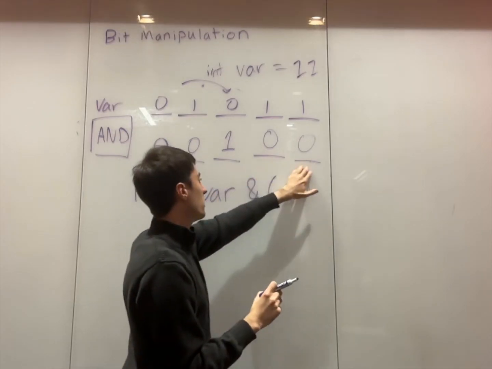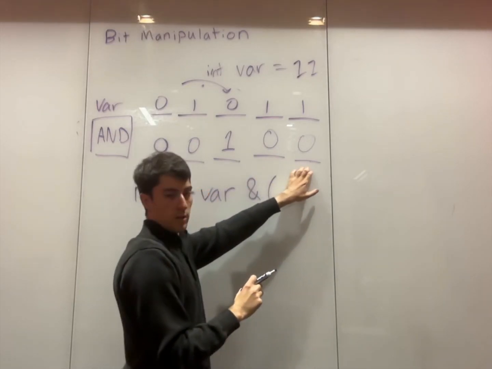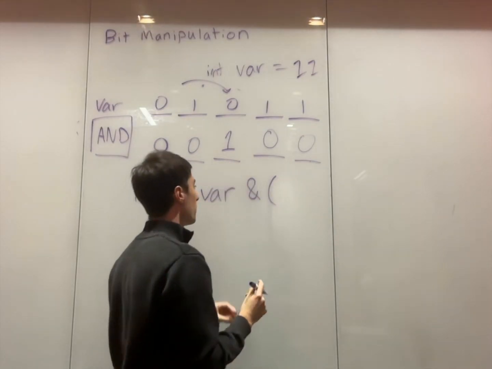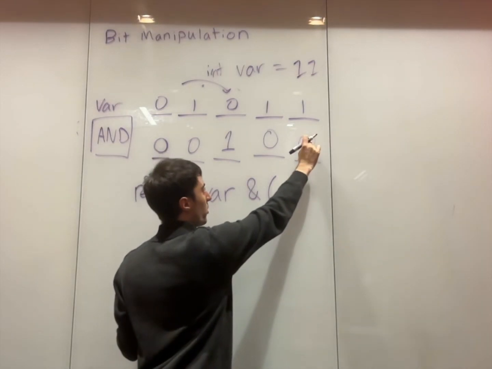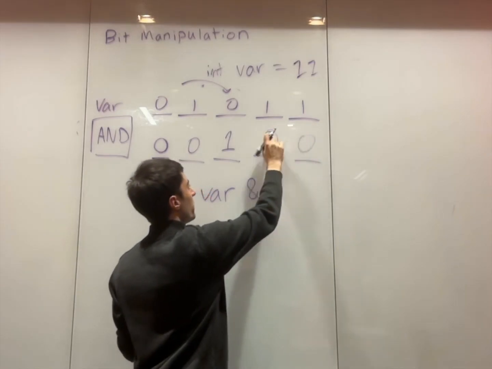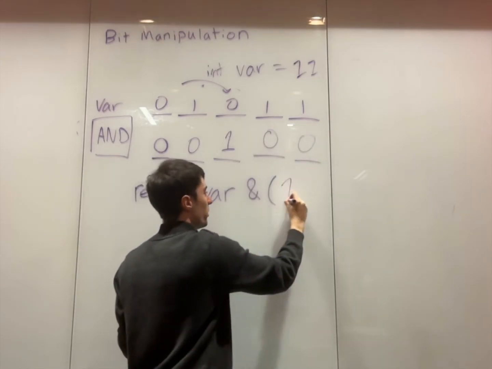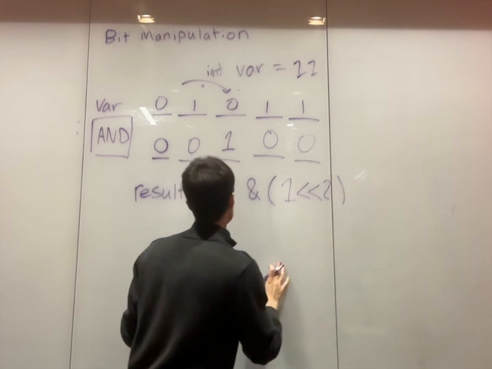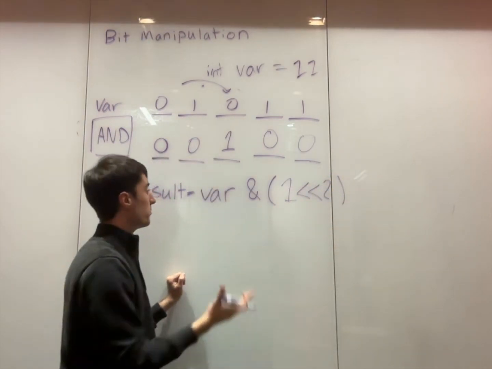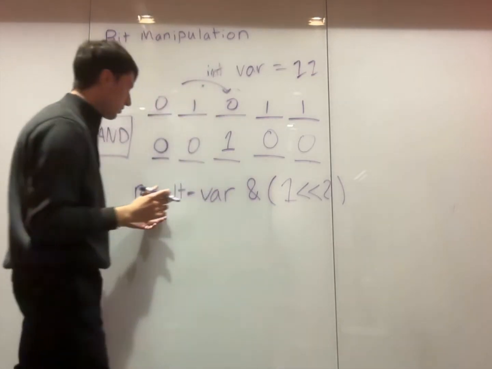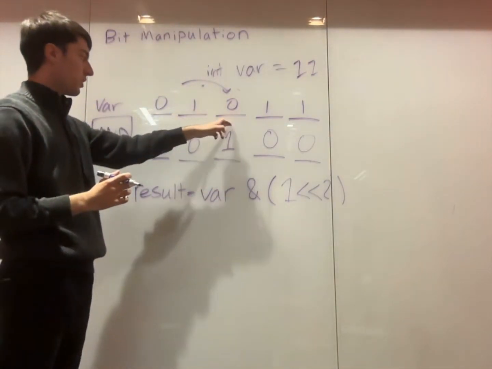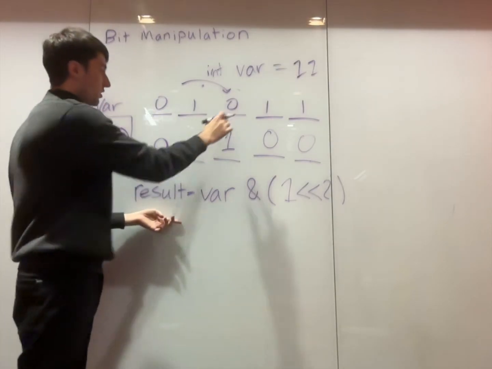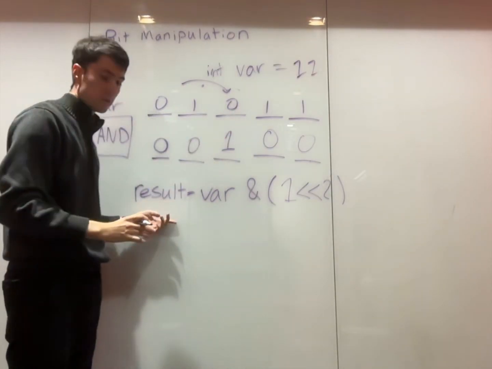Okay, so I have this number. How do I actually get this to be right there? Well, I'll put a 1 here and then shift by 2 again. Okay, so 1 shifted by 2. There you go. Now, this result, if this bit, or if this place is set, this result is going to be 1. If this bit is not set, this result is going to be 0.